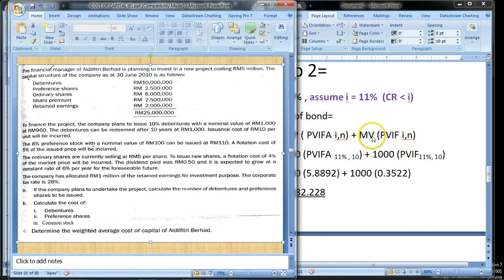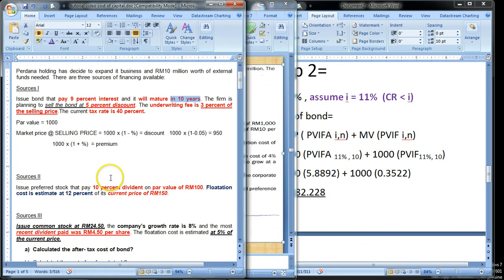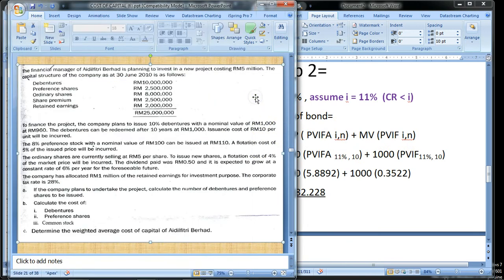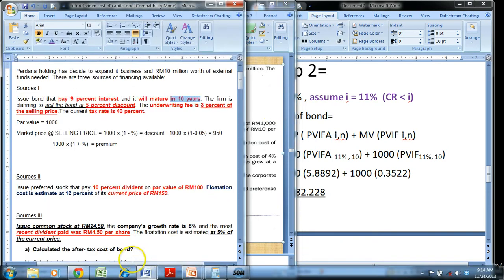We use par value when the question didn't give you any redeem value. You see, there are no words, no statement on redeem value, no statement on maturity value. So we put it as par value 1,000. Clear? You have a variety of question styles, so you need to understand how to extract the information. All right, thank you. So now we proceed back to our preferred stock.